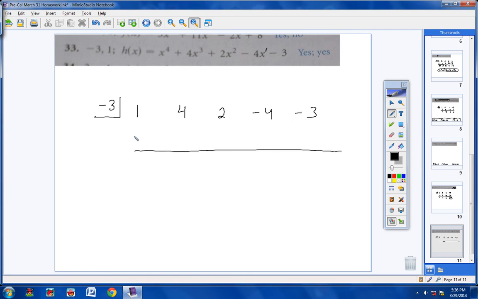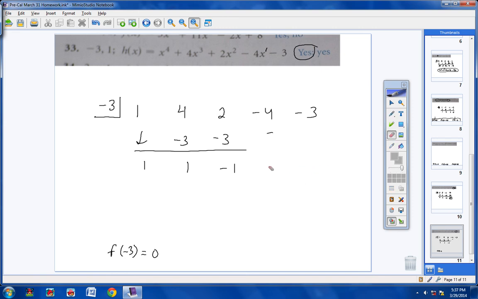Here we go. Bring down your 1, negative 3 times 1, negative 3, combine as 1, negative 3 times 1 is a negative 3, combine you get a negative 1, negative 3 times negative 1 is 3, combine you get a negative 1, and negative 3 times negative 1 is a positive 3, combine and you get a 0. So yes, when you put negative 3 in, you got out a 0. In other words, f of negative 3 equals 0. So yes, negative 3 is a 0.